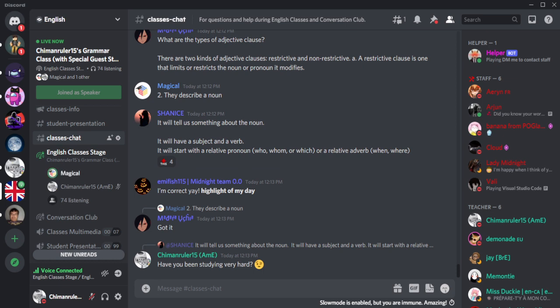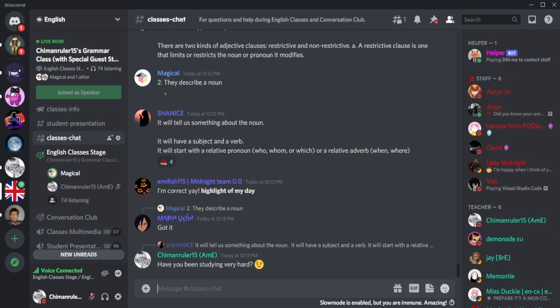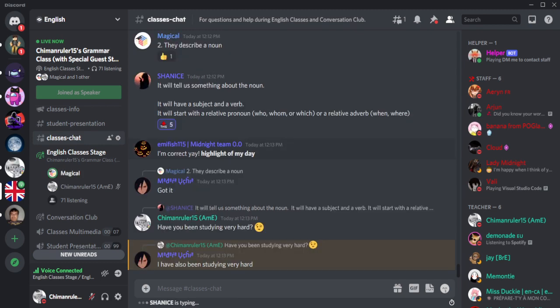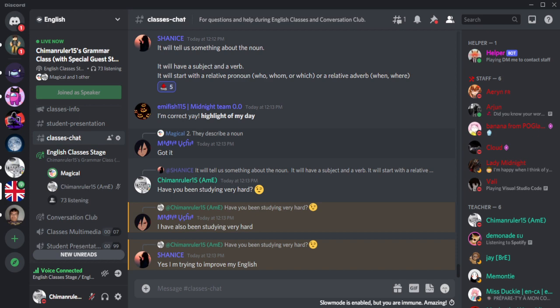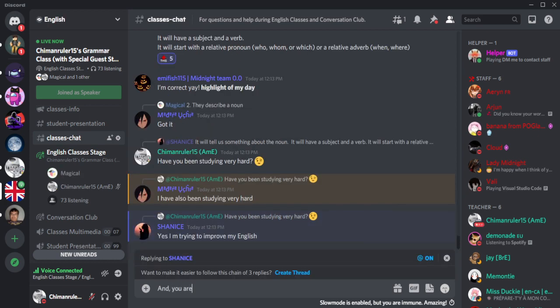An adjective clause has a subject and a verb. It is its first characteristic. The second characteristic is that it tells us something about the noun. And for now, these are just logical because it has a subject and a verb because it is a clause. It tells us something about the noun or the pronoun because it is an adjective. And third, it will start with a relative pronoun or a relative adverb.